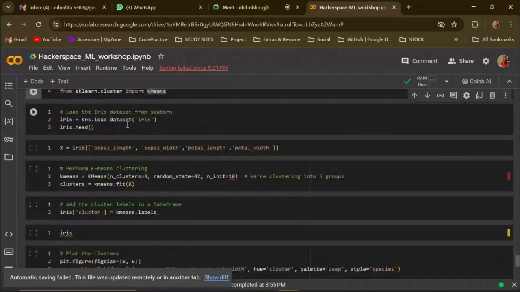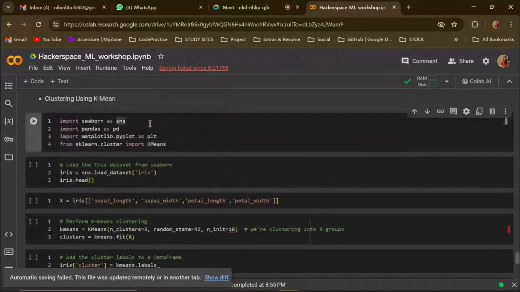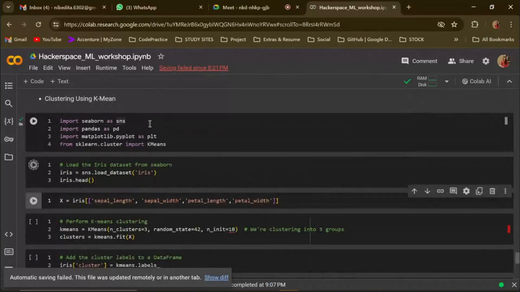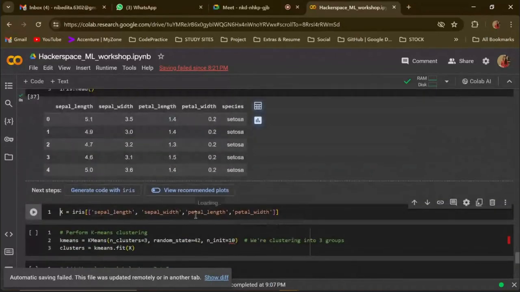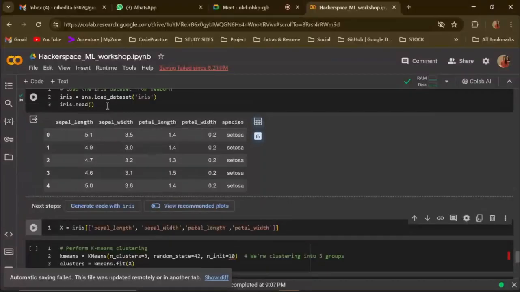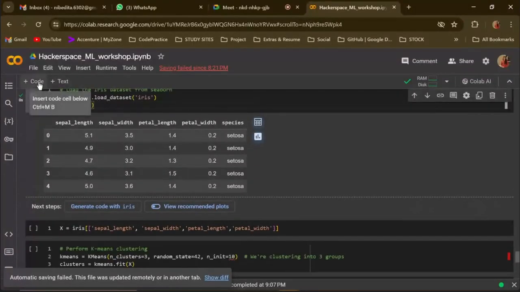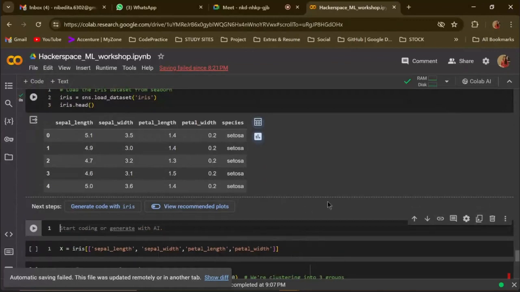Now we are again using the iris flower data that we used for linear regression. As I said, I am greedy, so this time I will be using all this data to predict the species of the flower. Let's see how many species we actually have. Species.